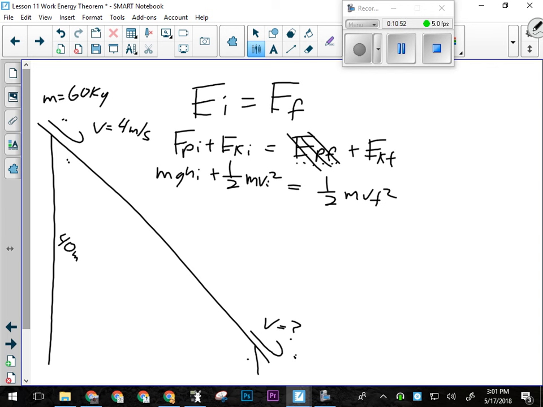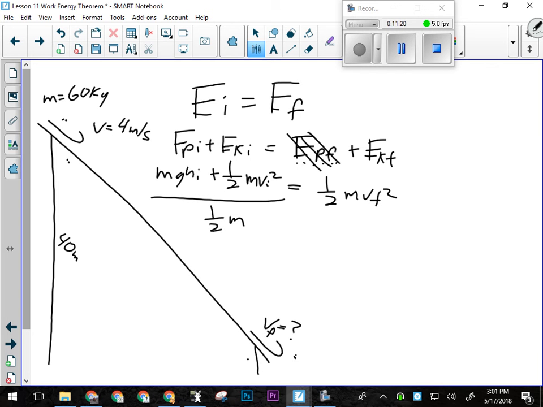Okay, so I want to calculate how fast I'm going at the bottom of the hill. So I want to find out what v_f is. How can I get v_f by itself? Okay, take the mass and the 1/2 and move them to the other side. How would I move them to the other side? Divide them, right?